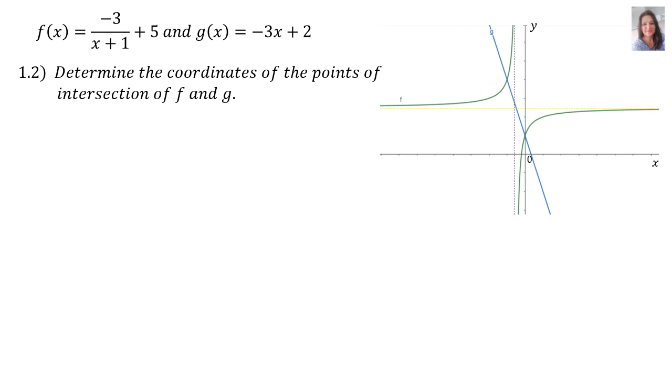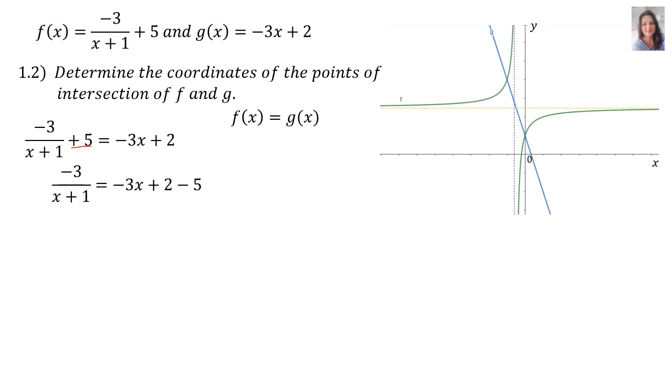Question 2. Determine the coordinates of the points of intersection of f and g. Now remember, when you want to work out the points of intersection of two graphs, then you will use simultaneous equations. Therefore, you will say f of x is equal to g of x. And then we can equate them and we end with that. Then in the next step, I will let the plus 5 walk across and it becomes negative 5. And then I will say plus 2 minus 5 is negative 3.